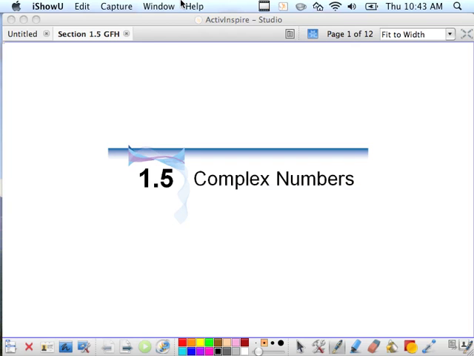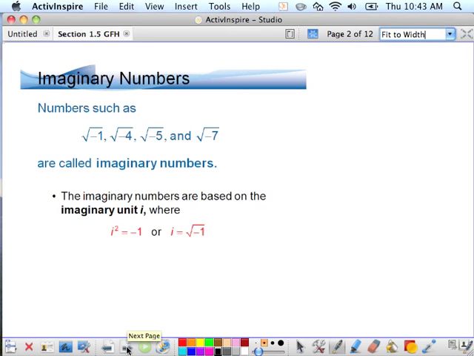So section 1.5 is all about complex numbers. To understand complex numbers, you first need to have a good grasp on what an imaginary number is. Imaginary numbers are numbers that involve the square root of a negative. So for example, square root of -1, square root of -4, square root of -5, and square root of -7 are all called imaginary numbers.